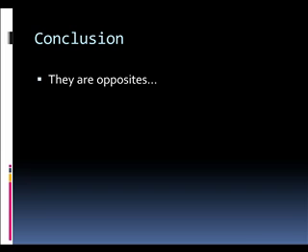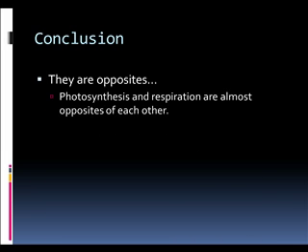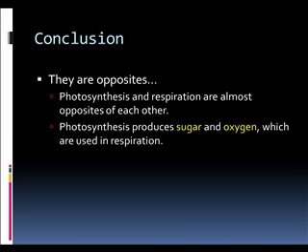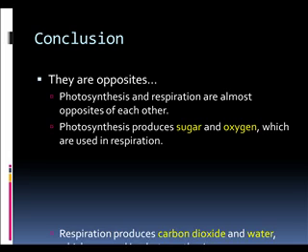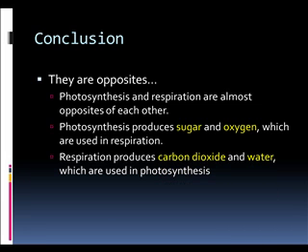In conclusion, remember that these are opposites of each other. Photosynthesis and respiration are, again, opposites of each other. Photosynthesis produces sugar and oxygen, which are then in turn used by respiration. Respiration produces carbon dioxide and water, which are then used by photosynthesis. And so it's the big circle of life thing.